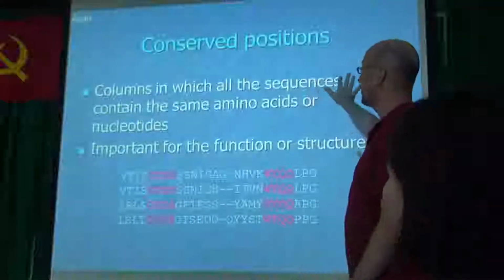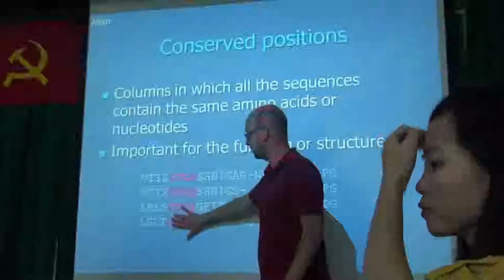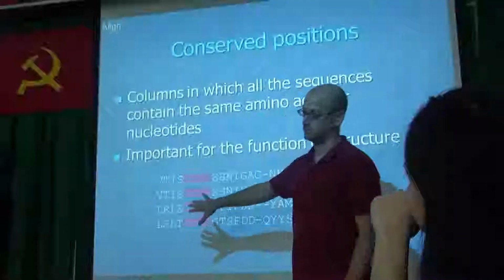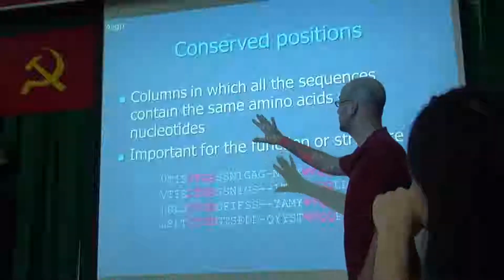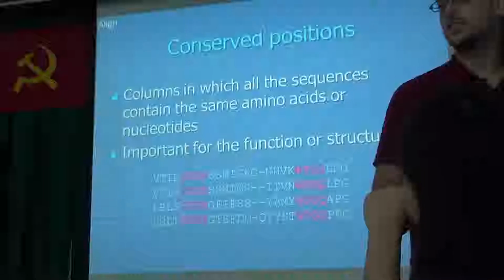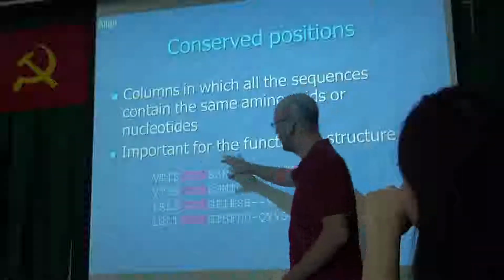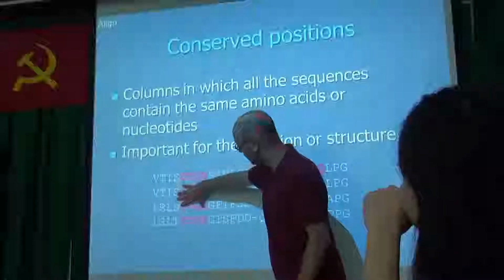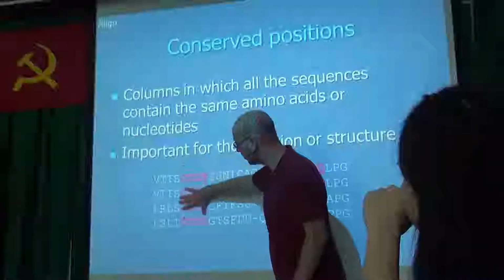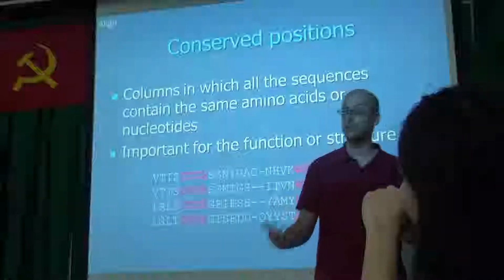We've already talked about conserved positions, and the formal identification is that conserved positions are columns where the sequences contain the same amino acids or nucleotides. So if we have the same thing in all of the sequences, that means that this is a conserved region.